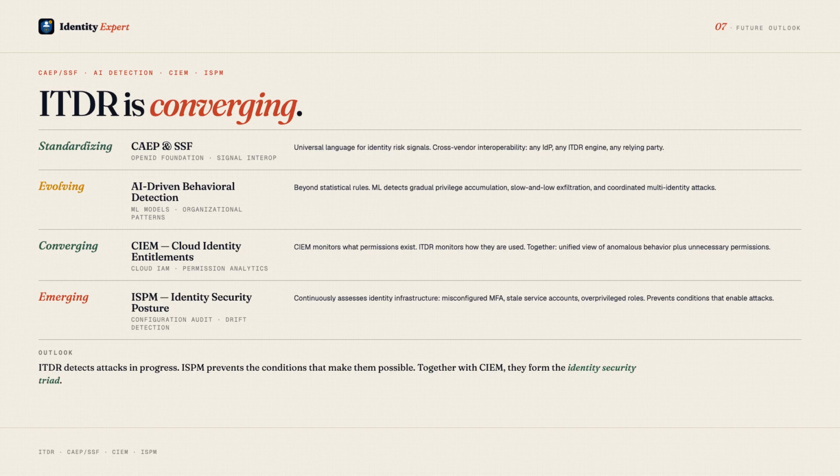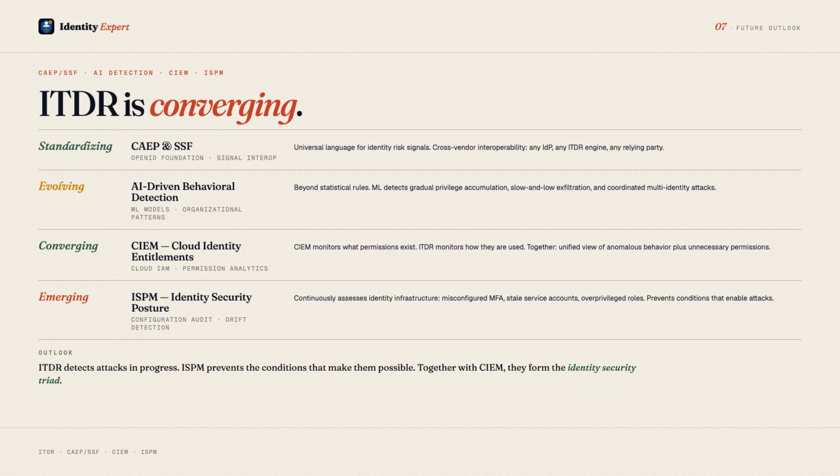Third, convergence with CIEM, Cloud Infrastructure Entitlement Management. CIEM monitors what permissions an identity has across cloud environments. ITDR monitors how an identity uses those permissions. The convergence creates a unified view, not just whether an identity is behaving anomalously, but whether the permissions that make the anomalous behavior possible should exist at all.